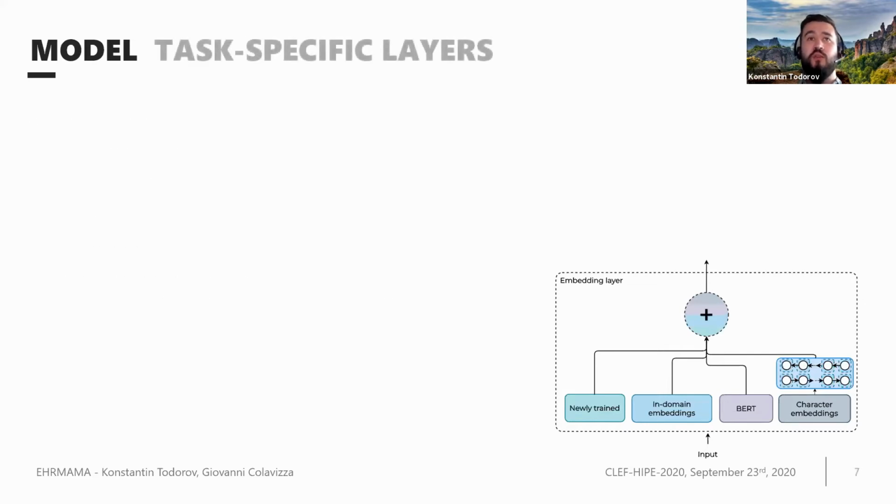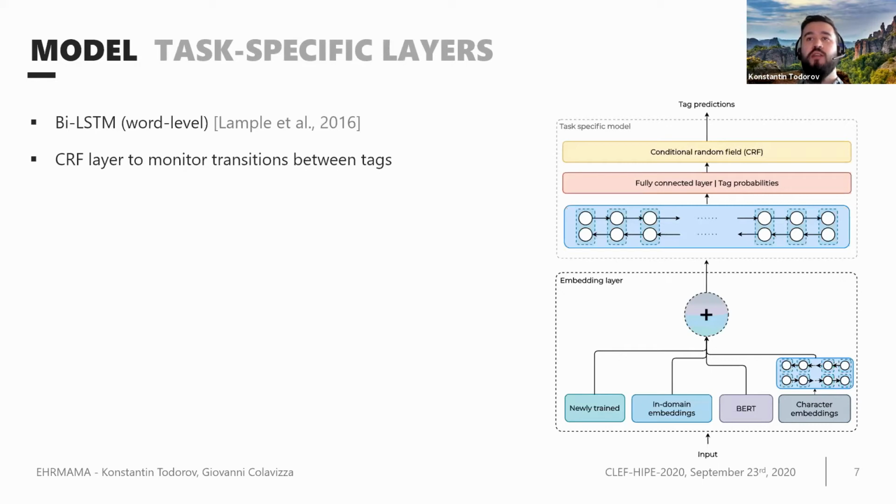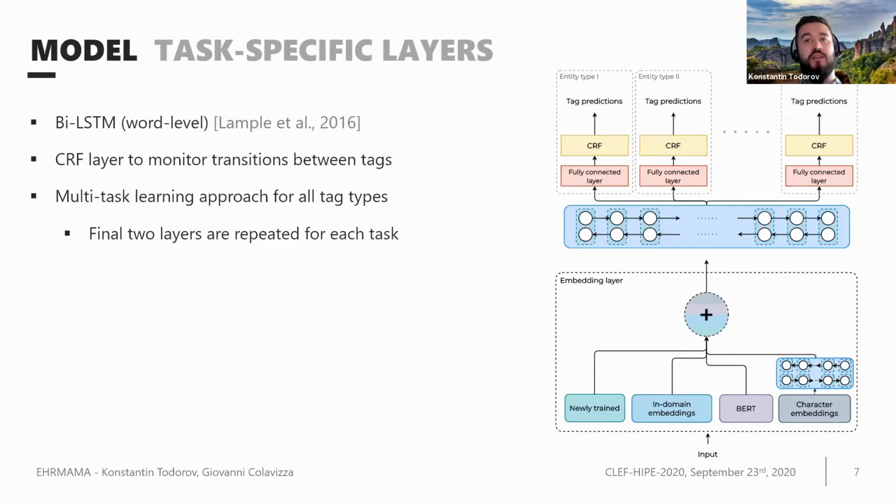Now, talking about the task-specific layers, we have a BiLSTM, which works on word level, as I mentioned. And then finally, we have a fully connected layer and a conditional random field in the end, where we use the CRF layer to monitor the transitions between the different tags. This was already proven to work quite well for named entity recognition in the literature. Finally, because we have 6 different tag types, we introduce a multitask learning approach, which transforms our model in the following way. Basically, the final 2 layers are repeated for each task, and all the other layers remain shared.